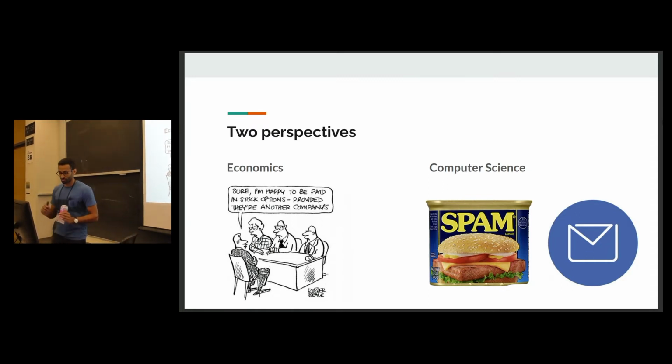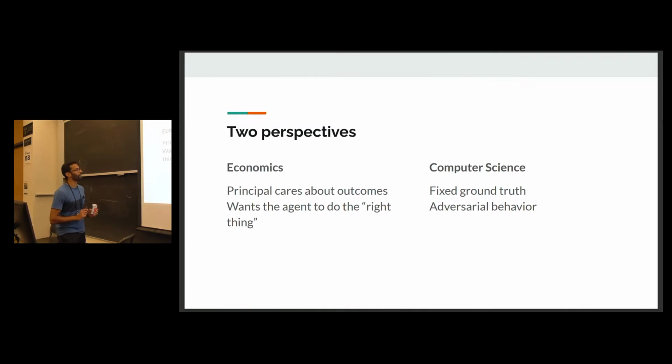And so these do seem to be different perspectives on the problem, and I would characterize them as follows. This is trying to summarize what I've just said. The principal actually does care about some outcomes. In the executive compensation case, they care about how well the company is going to do. And they want to align incentives. They want to incentivize the agent to do the right thing. So in some sense, there's a positive spin on this story, where everyone can be made happy as long as we align incentives. Contrast that with the computer science view, where it's more taken to be a fixed ground truth, right? That there's adversarial behavior keeping you from getting at this underlying fixed ground truth.